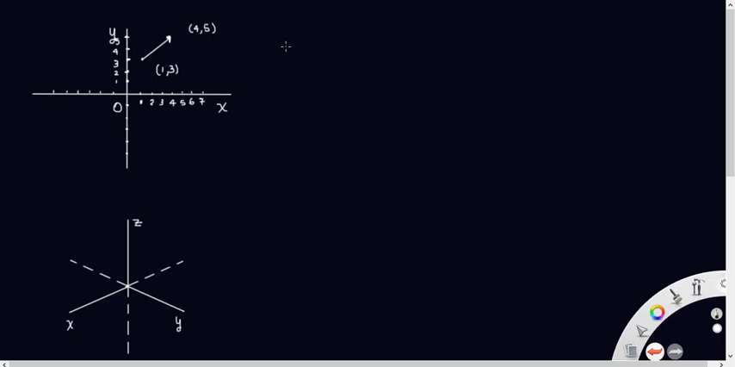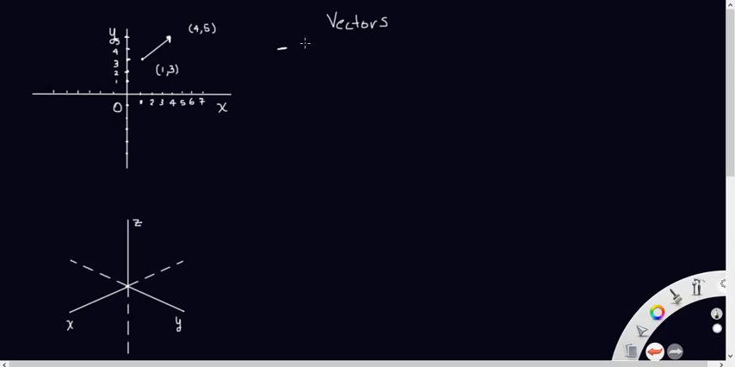Hello, let's start studying our next topic. Our next topic is vectors. And as our first point to consider, let's define what a vector is.